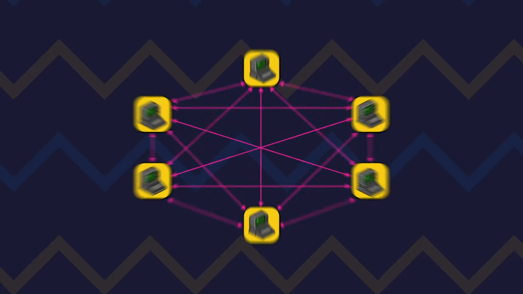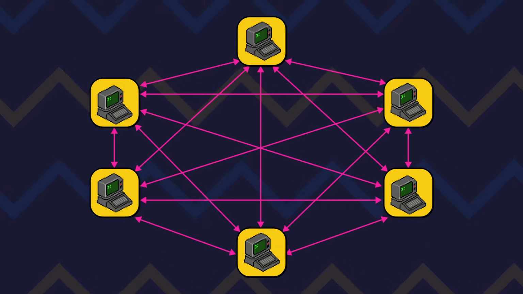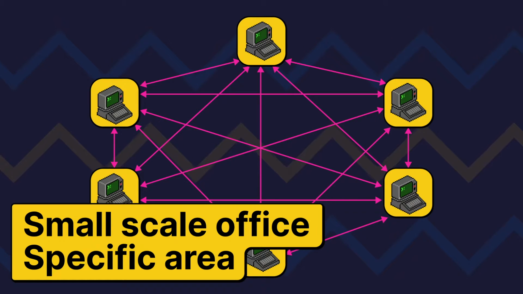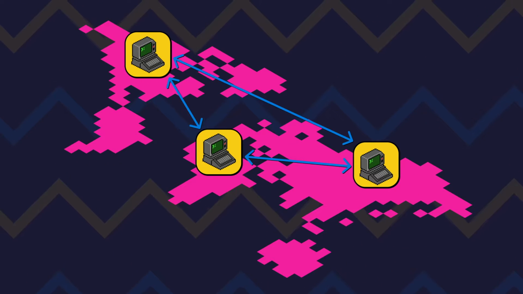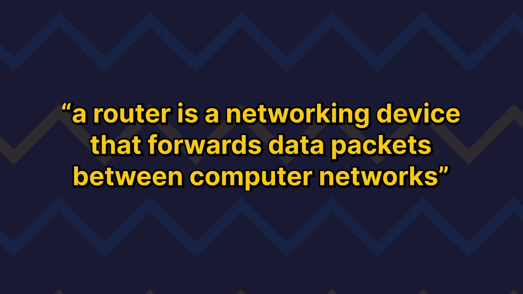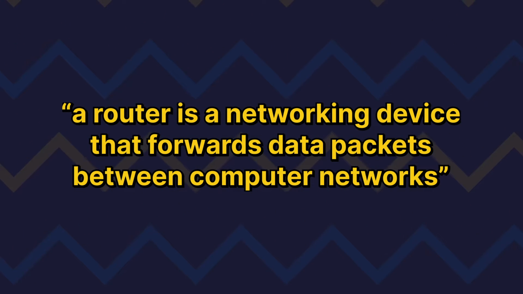So as you can see on screen, this is a visual representation of connecting computers to the same network with cables. This works only in a small scale office or a specific area. What if you want to interconnect between countries? That will be really time consuming and extremely expensive. This is where the role of the router comes into play. In simple terms, a router is a networking device that forwards data packets between computer networks.